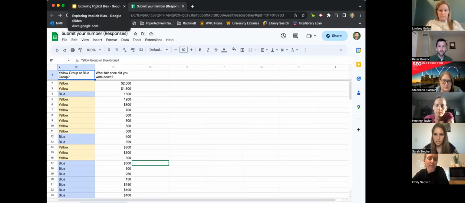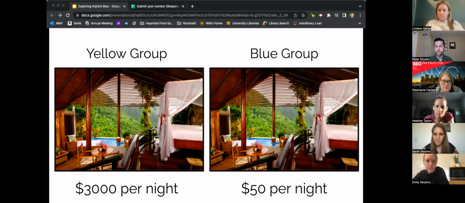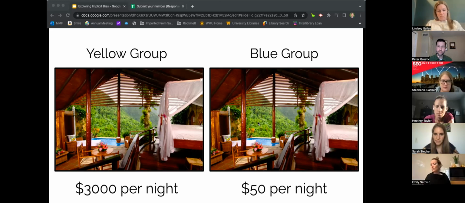I've done this with 100 people at a time, and same effect. You get a pretty extreme case of bunching of yellows and blues. And it's important to note that nobody was conscious that they were picking a number lower or higher than the other group. You were sort of unwittingly influenced by the experience that we set up for you. And that's what implicit bias is.